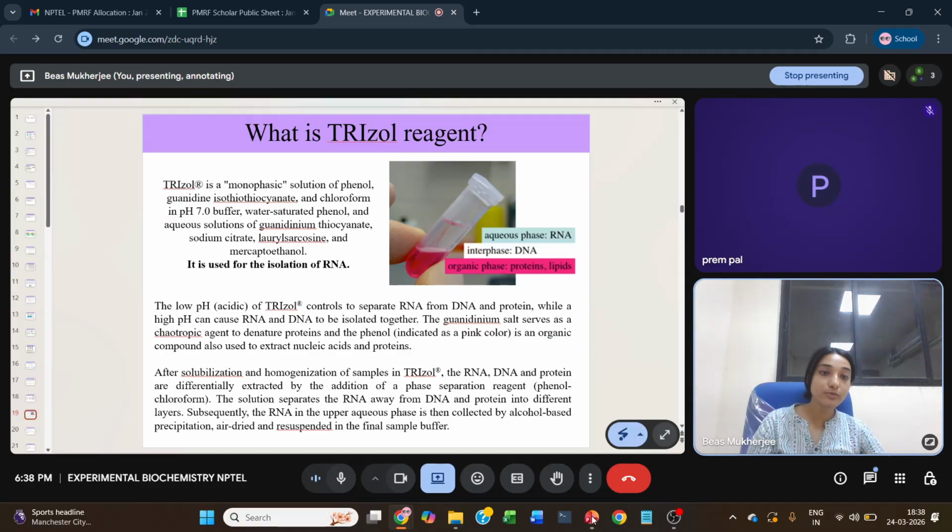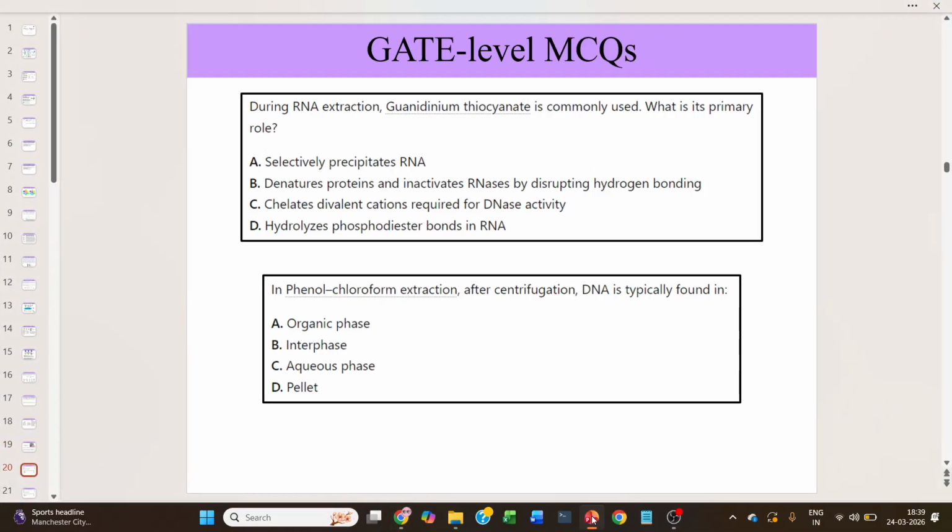Now after solubilization and homogenization of the samples in TRIzol, the RNA, DNA and protein are differentially extracted by addition of a phase separation reagent, that is phenol-chloroform. The solution separates the RNA away from the DNA and protein into different layers that we can see in the figure. Subsequently, the RNA in the upper aqueous solution is collected by alcohol-based precipitation. You saw in that figure that precipitation with ethanol was performed. It is air-dried and resuspended in the final sample buffer. Okay, so that is what is done.